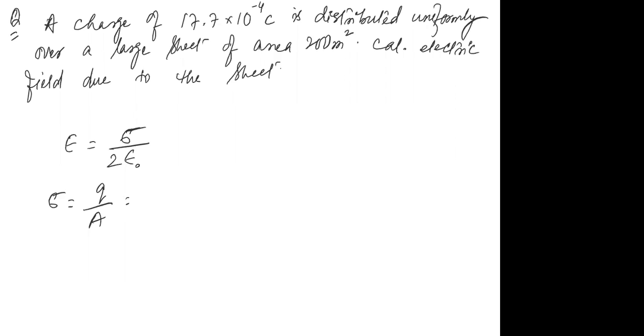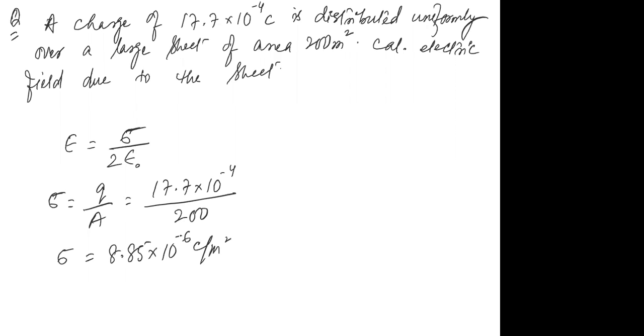To find the value of sigma from this Q by A, Q is 17.7 into 10 to the power minus 4 divided by area. Area is equal to 200. If you simplify this, you will get the result as 8.85 into 10 to the power minus 6 coulomb per meter square. So I have got the value of sigma.